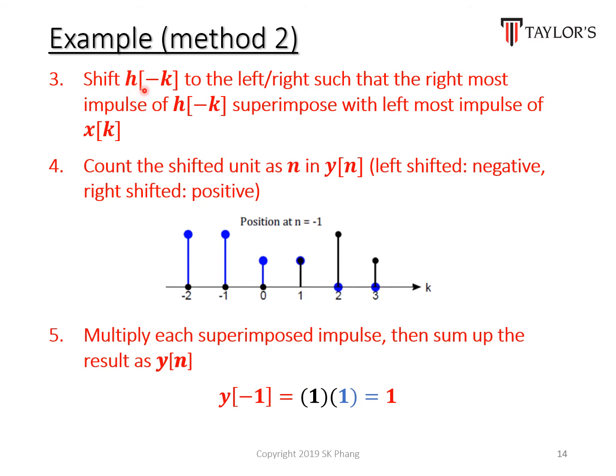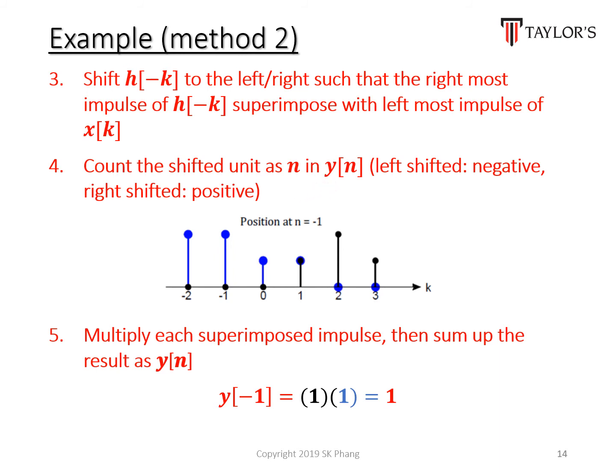On the third step, you are going to shift your h minus k to either the left or to the right, so that the rightmost instance of your hk, the blue color dots if you can see here, will superimpose with the leftmost instance of your xk, which is the black dots over here. So in our case, we are going to shift it to the left side.